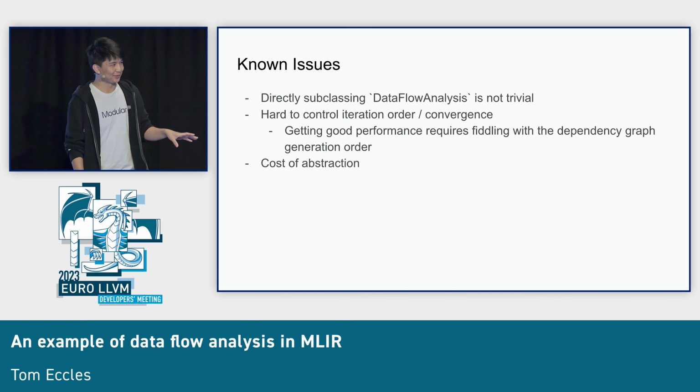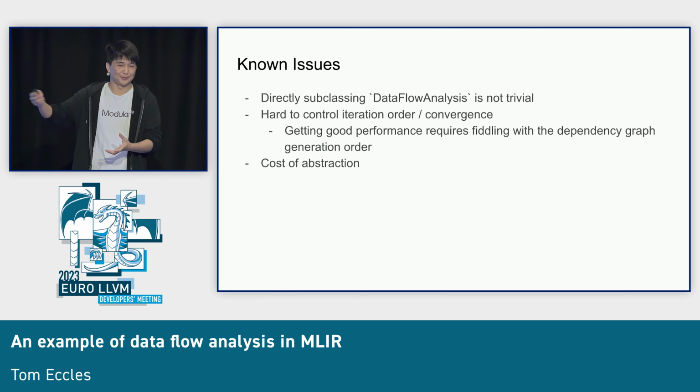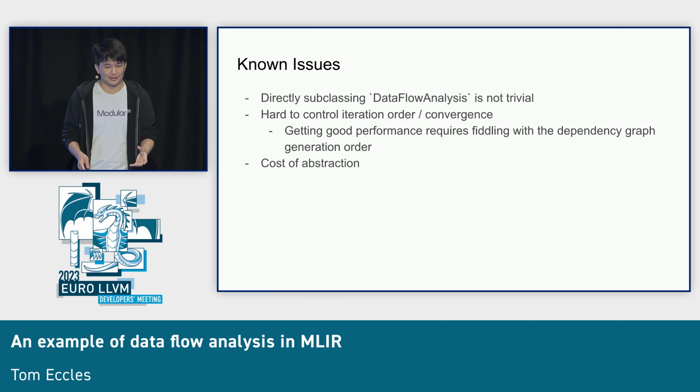There are some known issues with the framework. Number one is that directly subclassing the data flow analysis class is not super trivial, because the dependency graph can be tricky to set up in a manner that is efficient. It's also hard to control the iteration order and convergence speed of the solver. Most data flow analyses are quadratic runtime in the worst case, and you can get them to linear time if you manage to run them in the right order. You can do this within one analysis, but getting all the analyses together when you don't even know what they're doing, and that's kind of the point of the framework, is you don't have to know what they're doing, is a little bit tricky. But it can be done.